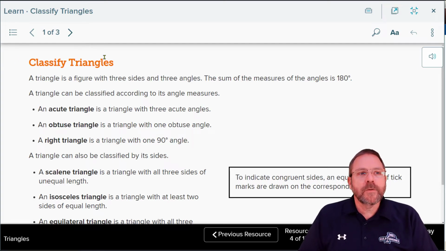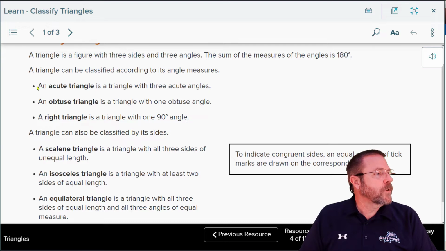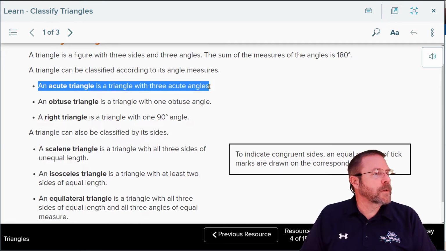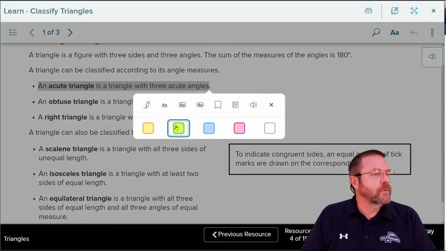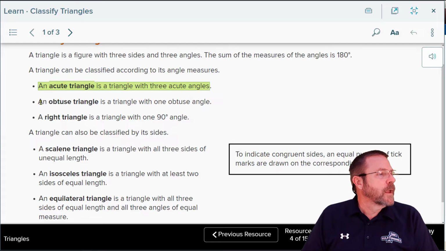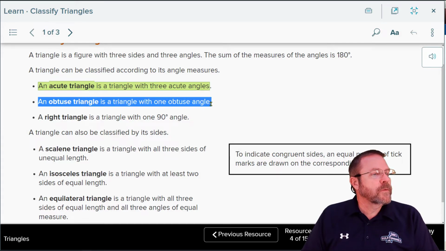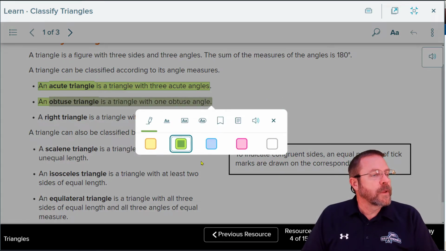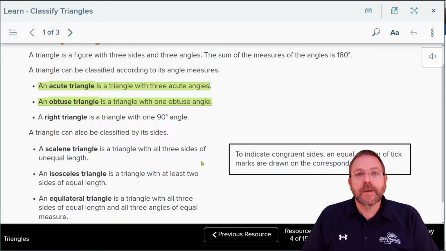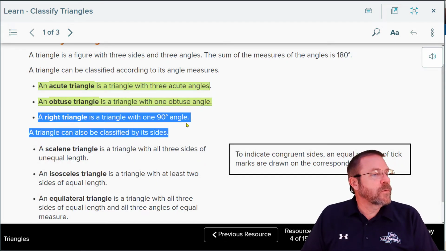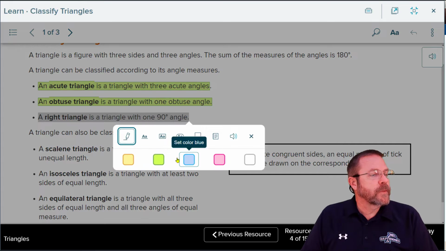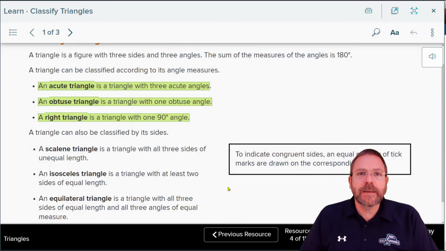Now in classifying the triangles, we get a whole bunch of vocabulary terms. First off, an acute triangle is a triangle with 3 acute angles. None of the angles is greater than or equal to 90 degrees. An obtuse triangle is going to have 1 angle that is going to be greater than 90 degrees. A right triangle is going to have 1 angle that's going to be exactly 90 degrees.